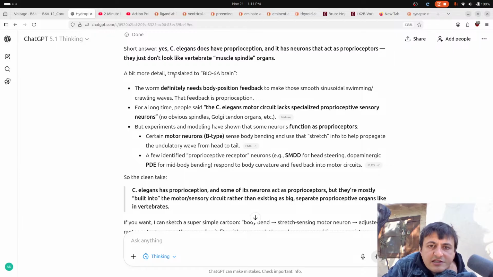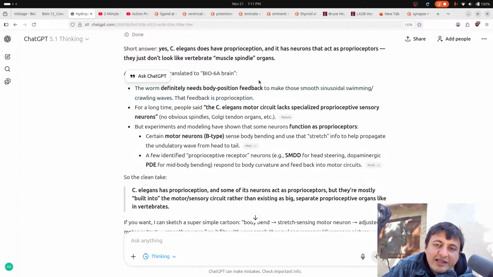Yes, C. elegans does have proprioception, and it has neurons that act as proprioceptors, but they don't look like vertebrate muscle spindle organs. Position feedback. Because I feel like I've seen videos where they do, what is it called? Neuron trajectory model? I don't know, but they plot in phase space.